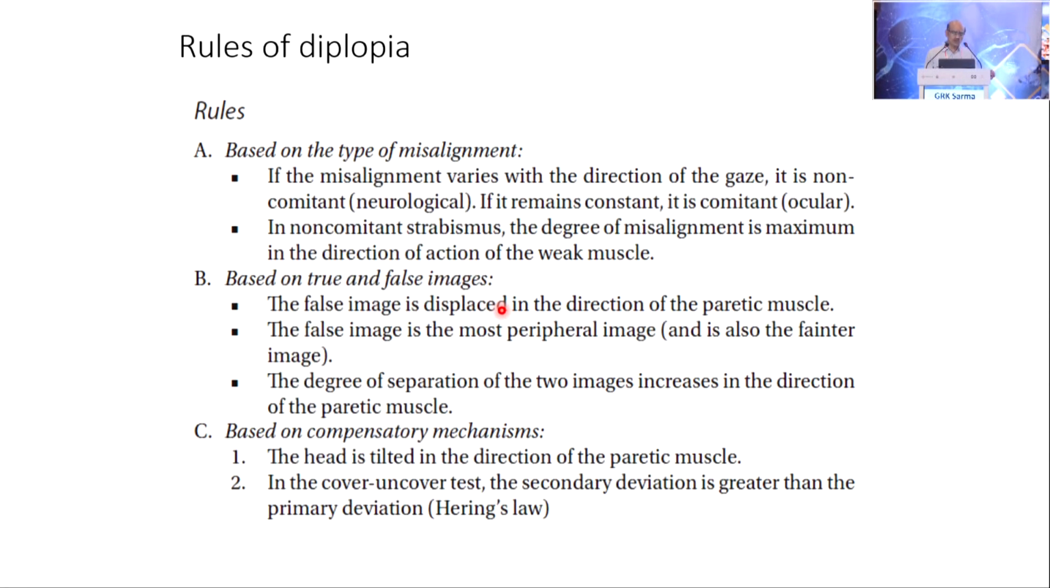There are certain rules to interpret the diplopia charting. If the misalignment varies with the direction of gaze, it is non-comitant. This we know, that there is a misalignment of the eyes and it keeps changing with the direction. It is neurological. If it remains constant, it is called comitant. It is most likely a congenital squint. Based on the images, I will be showing a diplopia chart and we'll interpret that. These are the rules to remember.